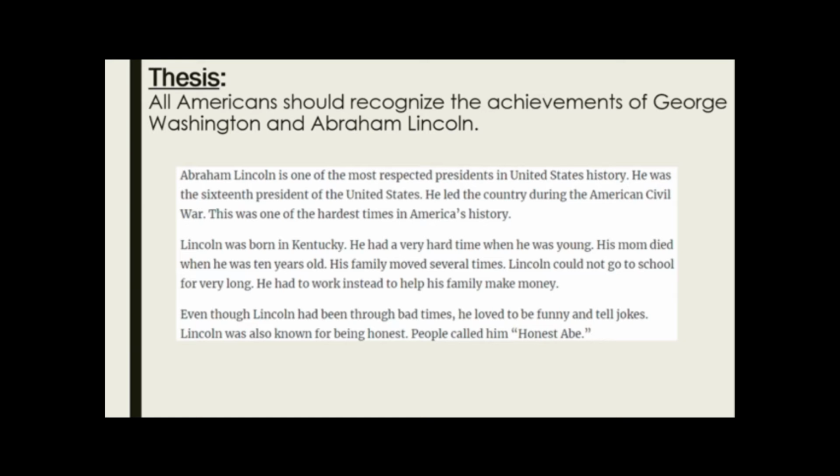He was the 16th president of the United States. He led the country during the American Civil War. This was one of the hardest times in America's history. Lincoln was born in Kentucky. He had a very hard time when he was young. His mom died when he was 10 years old. His family moved several times. Lincoln could not go to school for very long. He had to work instead to help his family make money. Even though Lincoln had been through bad times, he loved to be funny and tell jokes. Lincoln was also known for being honest. People called him Honest Abe.